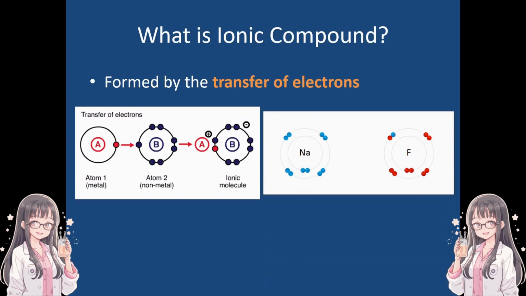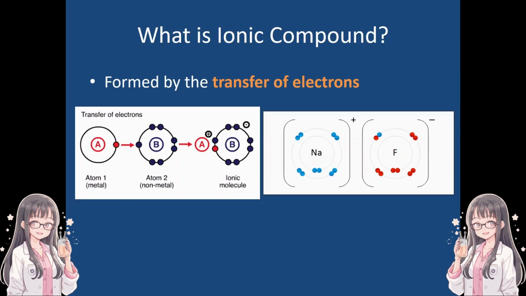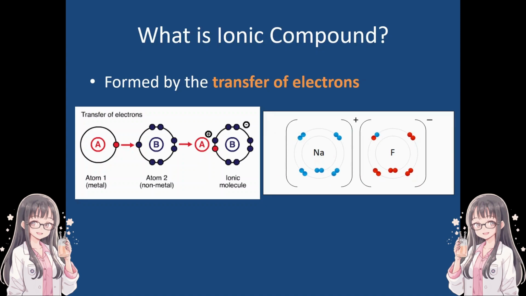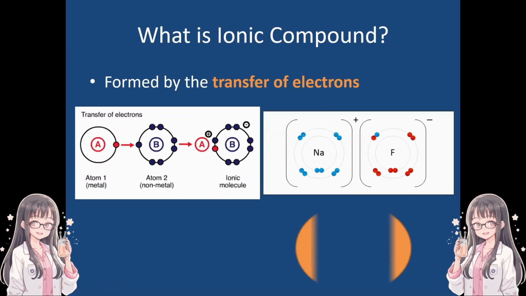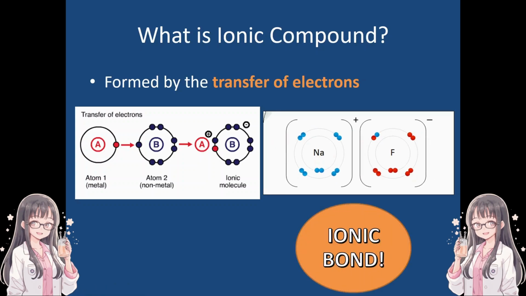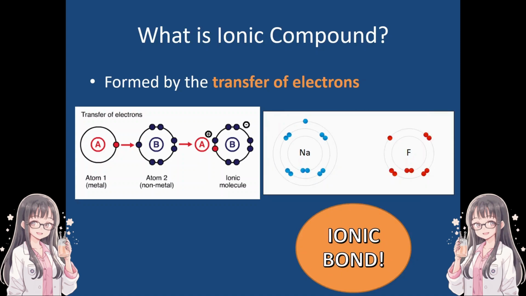Here is a specific example. As you can see, Na transfers one electron to fluorine. Na is a metal and F is a non-metal. They form an ionic bond since they share or transfer electrons.